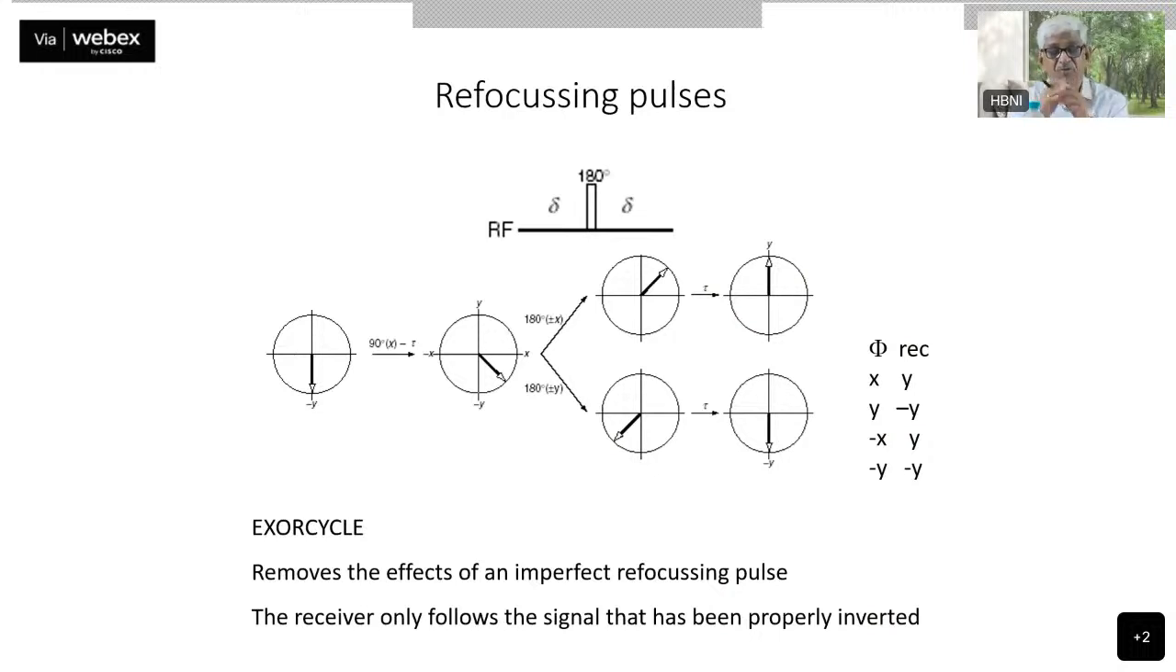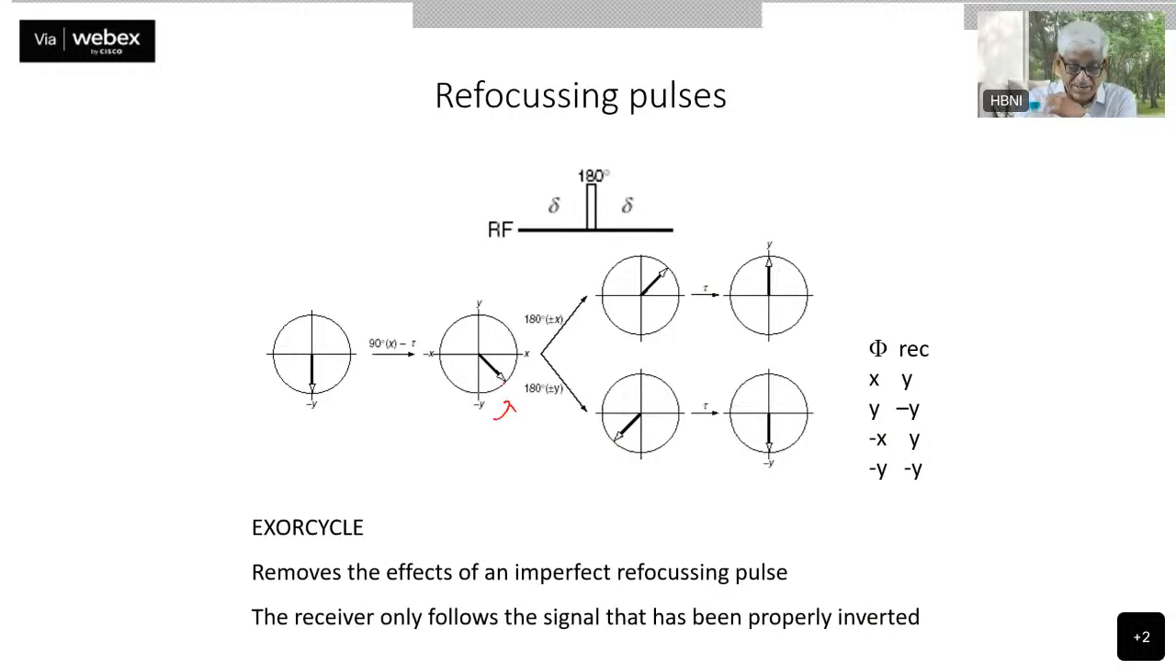Now where do these things occur and where are they required? 180-degree pulses. We call 180-degree pulses the refocusing pulses, right? They remove the effects of an imperfect refocusing pulse. So what does that mean? When we say refocusing, it is indicated here. If I apply a 90x pulse, the magnetization comes along the minus y-axis. Let us say for a period tau, this magnetization has moved over here during the period tau.